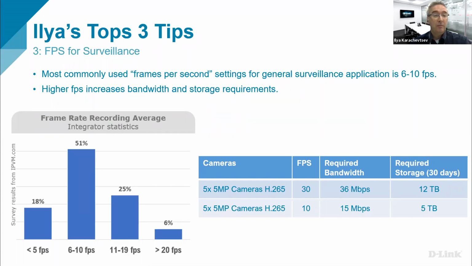So I'm showing you this graph here from IPVM.com, where they did a survey amongst professional surveillance installers. What frames per second do they normally use on their systems? And as you can see, in the majority of cases, they're using just 6 to 10 frames per second. Yes, the video may not be as smooth as you would see on your TV, but for surveillance, where you can see people's faces properly, cars, number plates, etc., that all works fine with 6 to 10 frames per second.